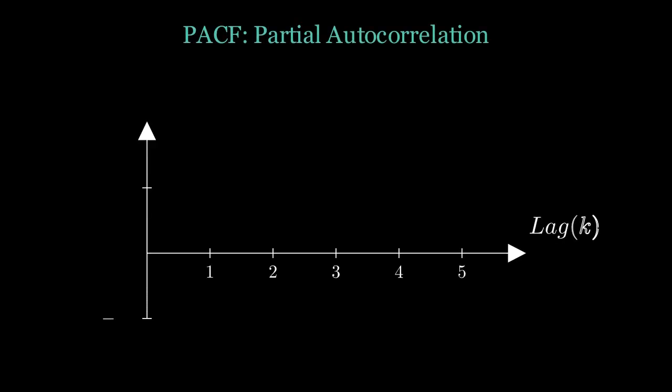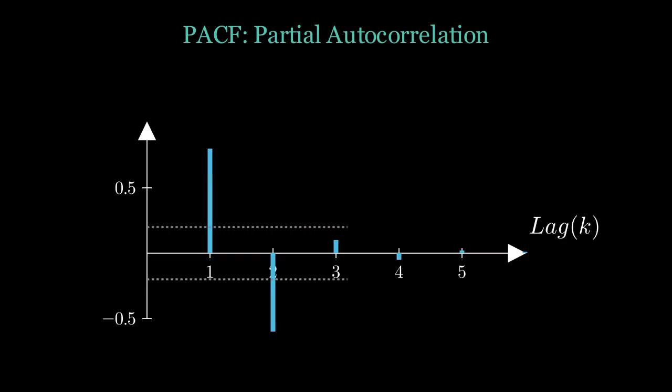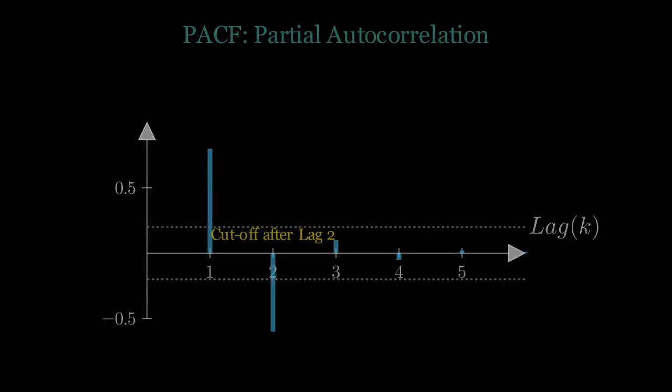How do we decide the value of p? We use a tool called the partial autocorrelation function, or PACF. The PACF measures the correlation between y_t and y_{t-k} after removing the effects of all shorter lags. If the PACF cuts off after lag p, it's a strong signal that an AR(p) model is appropriate. We also use information criteria like AIC or BIC to penalize models that are too complex, preventing overfitting.